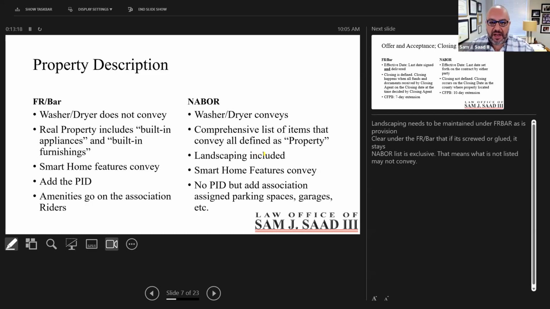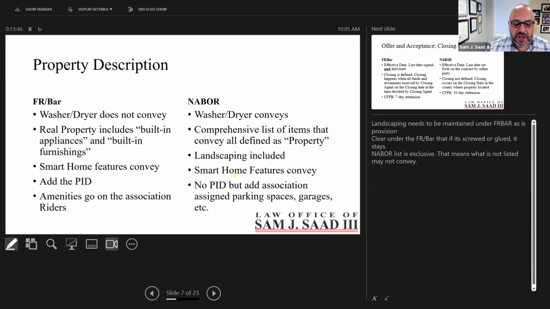And that includes things like the pool equipment and other more specific items. So you'll want to read those 2 paragraphs and understand. NABOR includes landscaping specifically. Both contracts have been updated to include smart home features. So that iPad that controls the fireplace, and the lighting, and the pool.